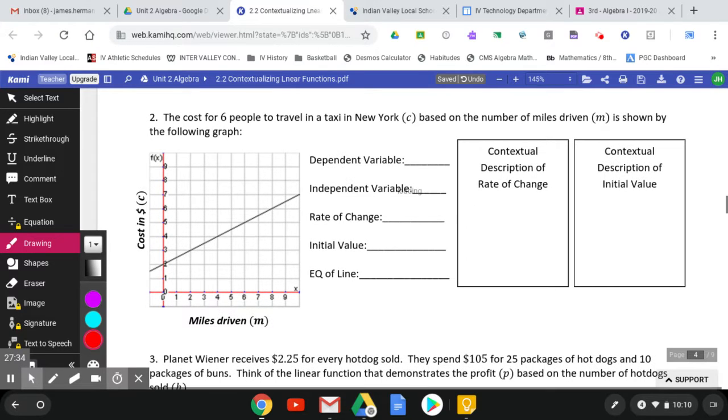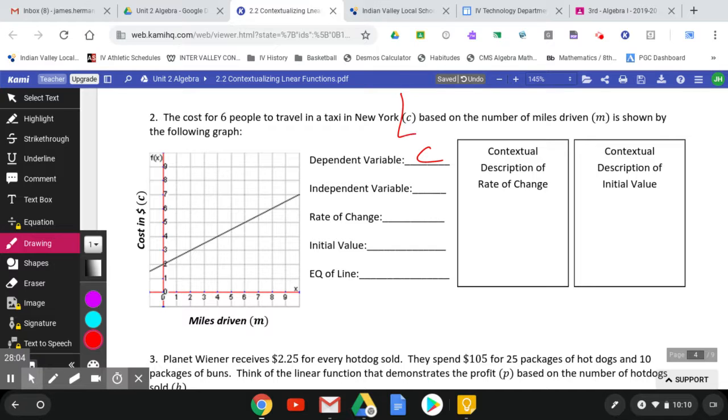Okay, now we're not given the equation, but we are given a graph. But we already know a lot of things about graphs, don't we? All right, so let's look at it. The cost for 6 people to travel in a taxi in New York City, based on the number of miles driven, is shown by the following graph. Somebody tell me my dependent variable. C, how do you know that?